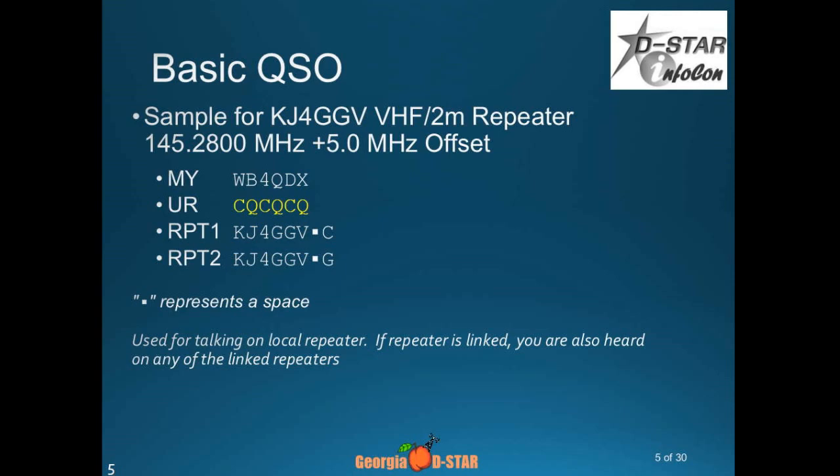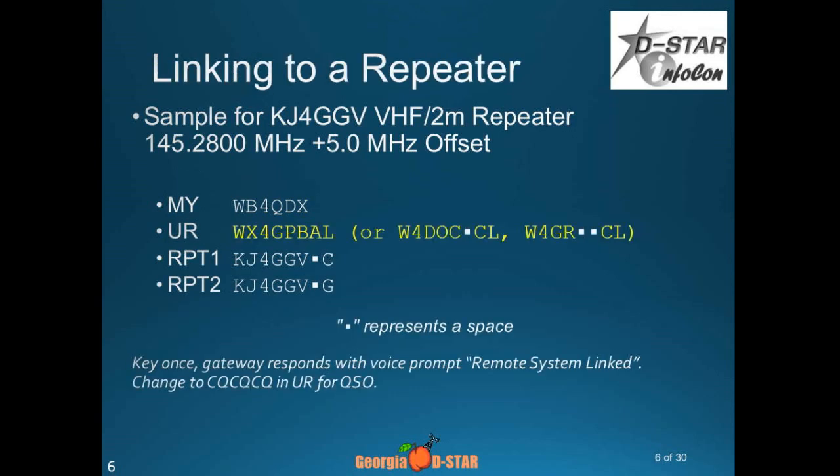So what repeater am I going into in this example? KJ4GGV, the 2-meter module, C. And then I put the same thing with a G in repeat 2. Now, remember, I'm just filling out these fields right now, and I'm going to give you some examples. If I want to link to a repeater, I'm going to change what's in the UR field.